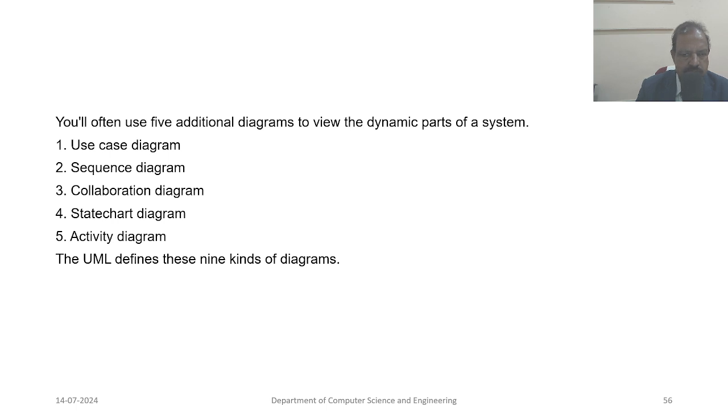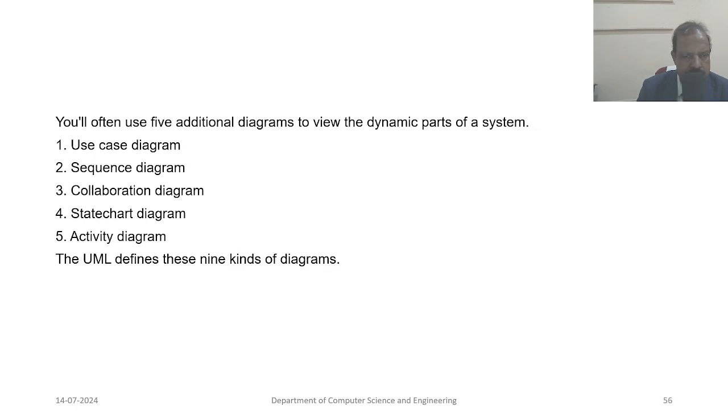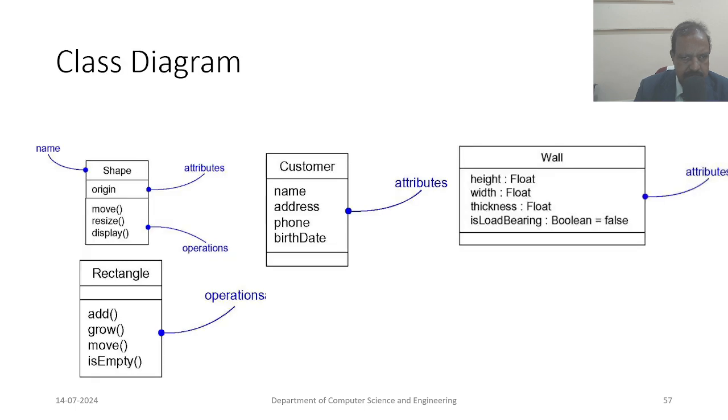Here are the use case, sequence, collaboration, state chart, and activity diagrams. These are the dynamic ones. And the static types: what are they? Class, object, component, deployment. These are the static, and the dynamic are use case, sequence, collaboration, state chart, activity diagram. Now we give an example of the class diagram.